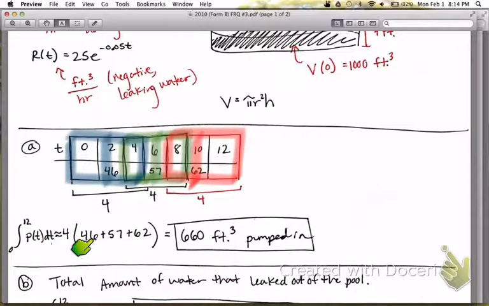So the midpoint of the first rectangle is 46, the midpoint of the second rectangle is 57, and the midpoint of the last rectangle is 62. And when you add all those together and multiply by 4, you get 660 feet cubed pumped in. So over the entire course of this timeline from 0 to 12, there were approximately 660 cubic feet of water pumped into the pool.